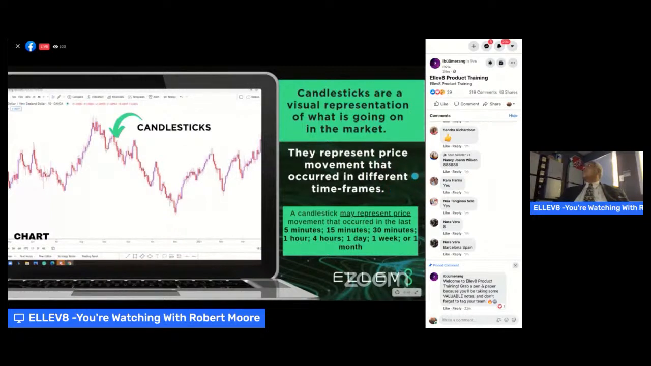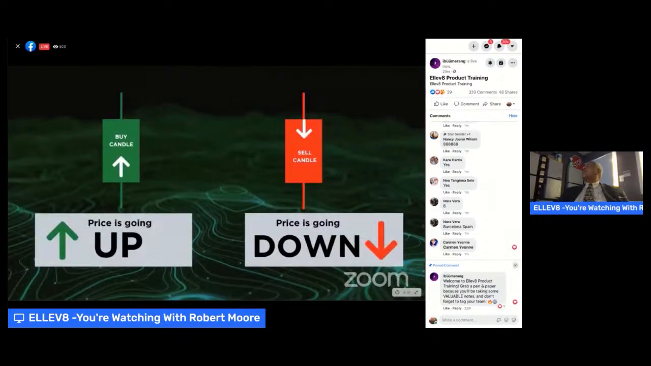Now, last week we also talked about that there are two sides to the market. There are the buyers and there are sellers. The candles display who is in control. So the green candle indicates buyers and the red candles indicate sellers. When you see a green candlestick, that indicates price is going up. And when you see a sell candlestick, which is red, that indicates price is going down. Okay?